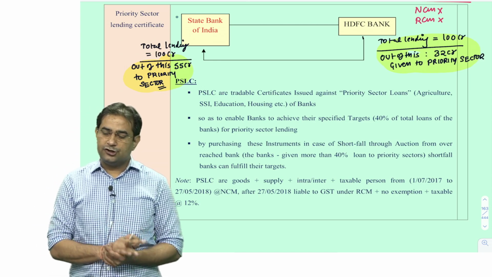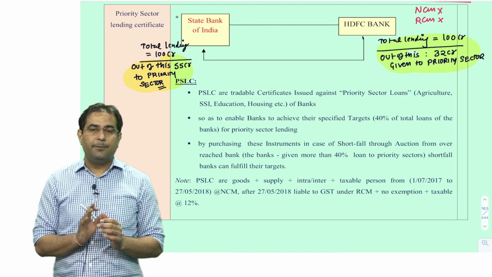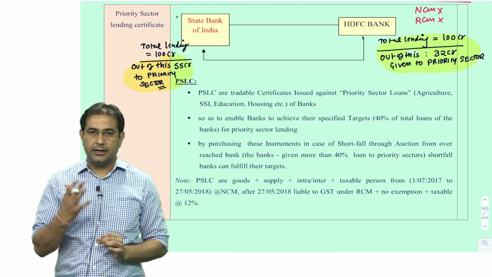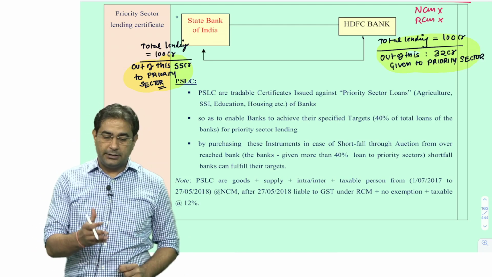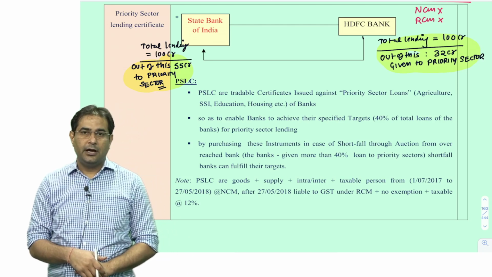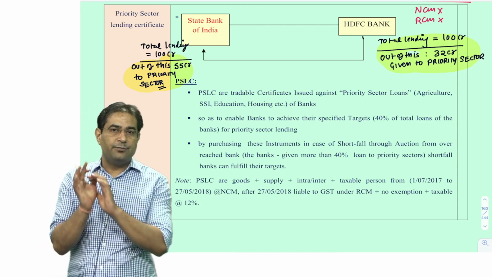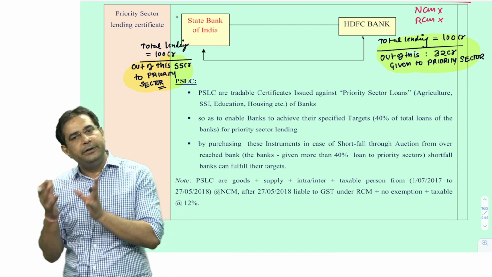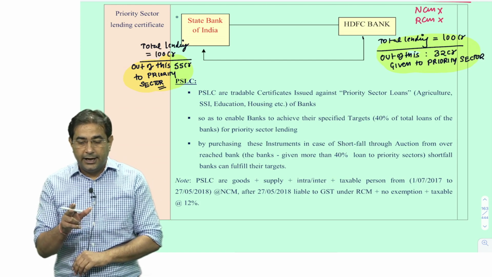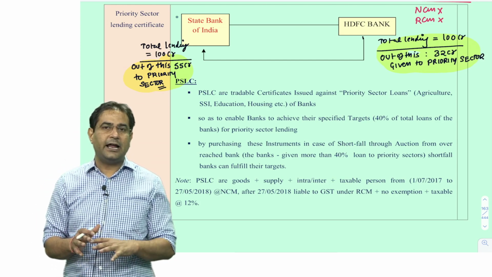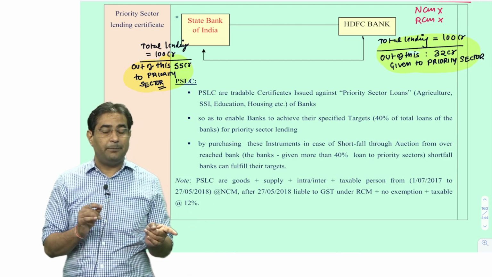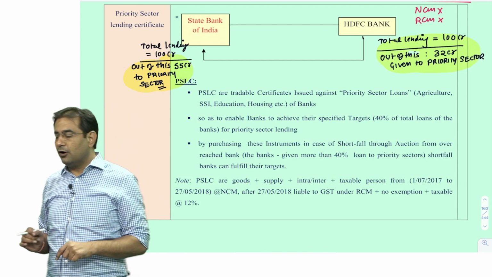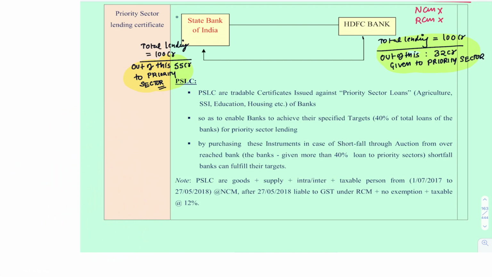There may be 3 situations. Some banks may meet the target. Some banks may beat the target like SBI. And some banks may not be able to meet the target like HDFC Bank. The banks that have met the target, no issue. Beat the target, no issue. But the banks which are unable to meet the target have some issues there, my dear.